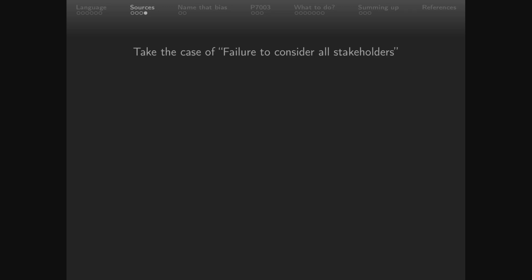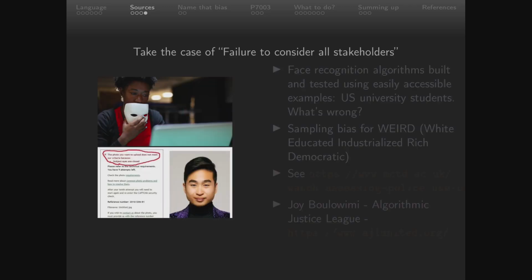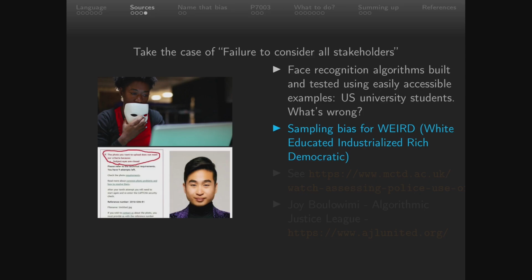So if we just take one case of an issue there, failure to consider all the stakeholders. You've probably seen some of these pictures before. The picture of somebody using a white mask in front of a black face, which led to changes in the performance of a facial recognition system. So facial recognition systems were initially, at least, tested using data that was freely available. What's wrong with using US university students? Well, it's what's called sampling bias, because the people were typically white, educated, industrialized, rich people.